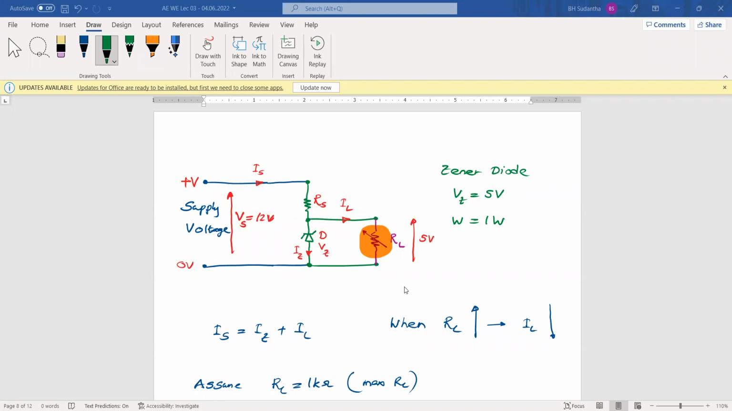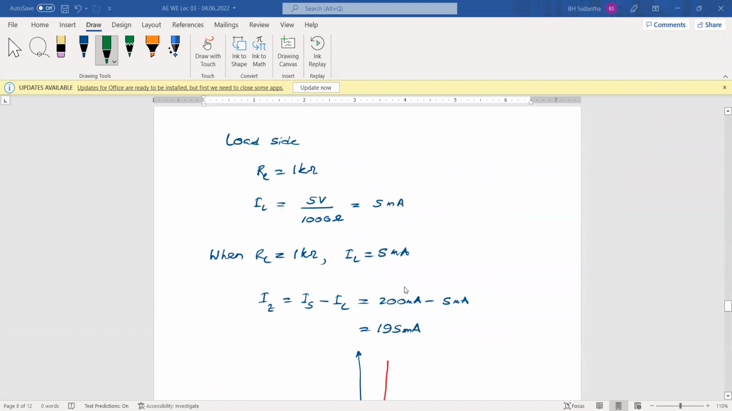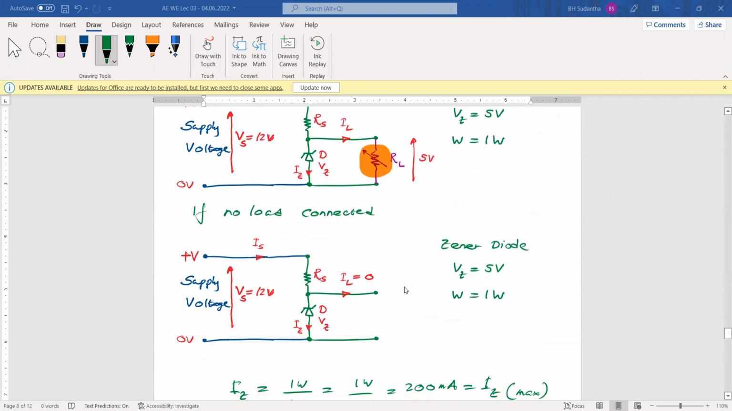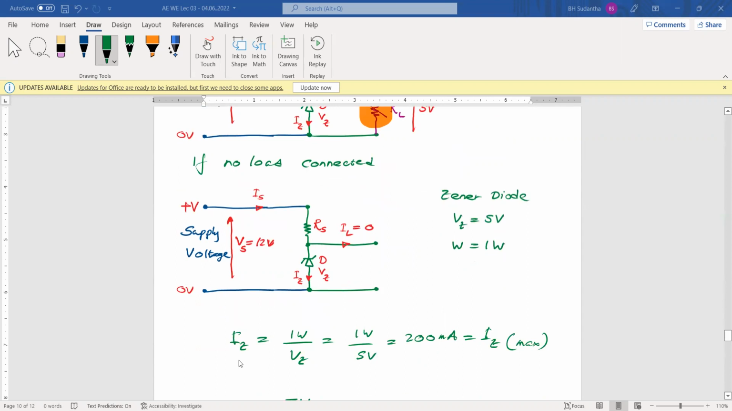Sitra, yes. You asked me about when the load is not there. Yes, the Zener maximum current we can calculate like here. I said the maximum you can calculate when the load is not connected.